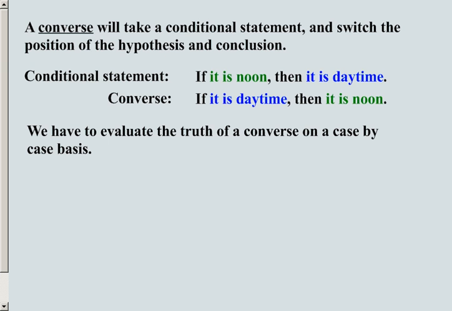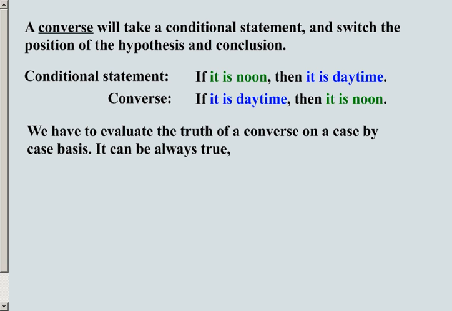Now, what you have to do when you look at a converse is recognize that we have changed what the statement said. You have to evaluate the truth of this new statement on a case-by-case basis. Just because you start off with an absolutely true conjecture does not mean that you're going to end up with an absolutely true converse. That's not the way it always works. So you have to actually stop and think about it. Well, let's have a look. What is the truth?